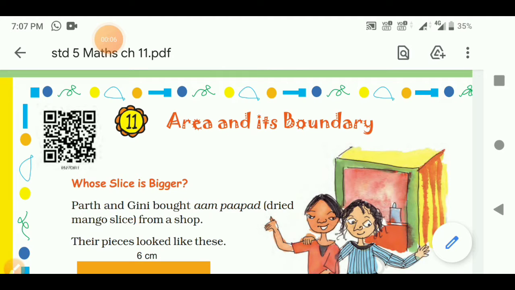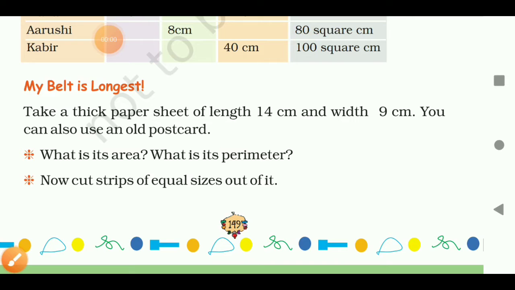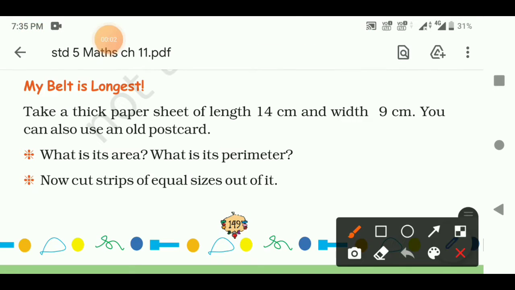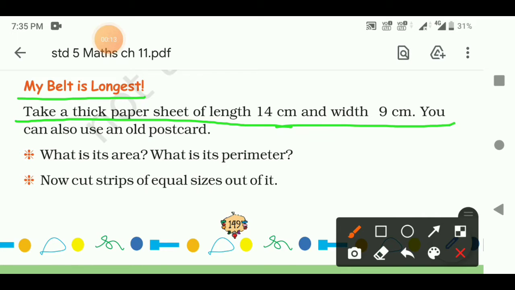We are discussing chapter number 11, area and its boundary. Let us continue with the topic, my belt is longest. Take a thick paper sheet of length 14 cm and width 9 cm. You can also use an old postcard. Here the question is, what is its area and what is its perimeter?